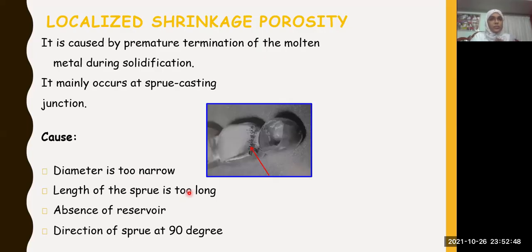So first is localized shrinkage porosity, which occurs as a result of solidification defect. It occurs mainly because of the premature termination of the metal during solidification. You can see here that the metal has not reached till the end, especially at the sprue casting junction. So why does it occur? Because the diameter of the sprue is too narrow, so the metal has not reached till the end, or the length is too long, or you don't have a reservoir, or the direction of the sprue is at exactly a 90-degree angle. All these could be the cause for localized shrinkage porosities.